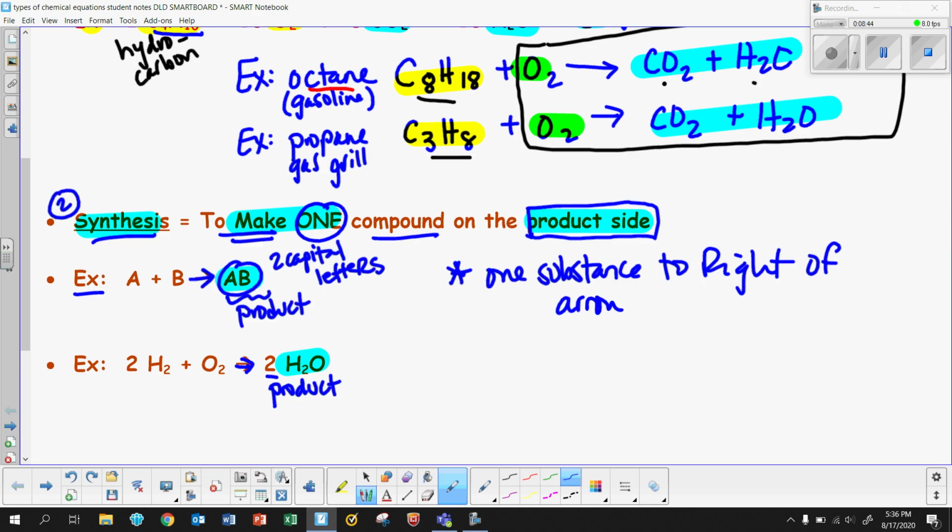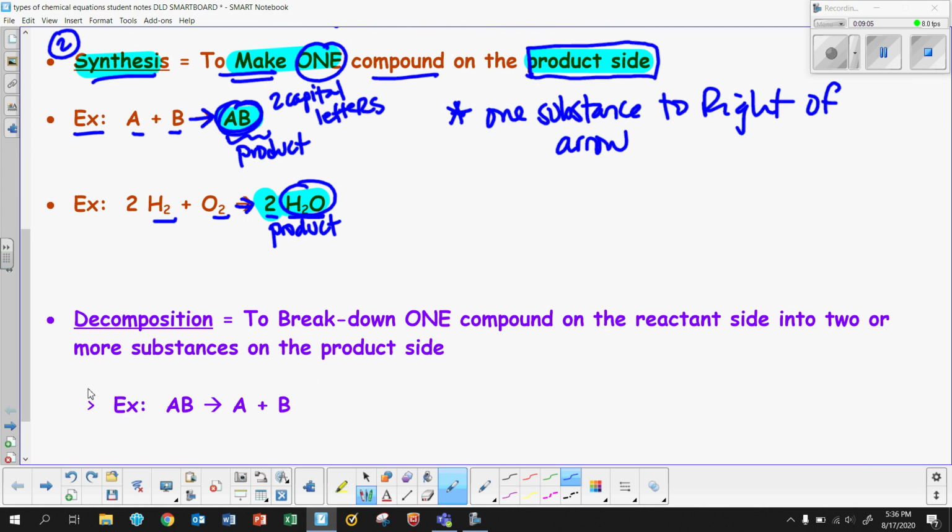Okay, one substance means one compound. We're not looking at this coefficient 2 here. That has nothing to do with the compound. The compound is water. We have one compound over there, water. Okay, so notice here we had 2 reactants, we made one compound. 2 reactants, we made one compound. That is synthesis. Okay, the third type of chemical equation is what we call decomposition.